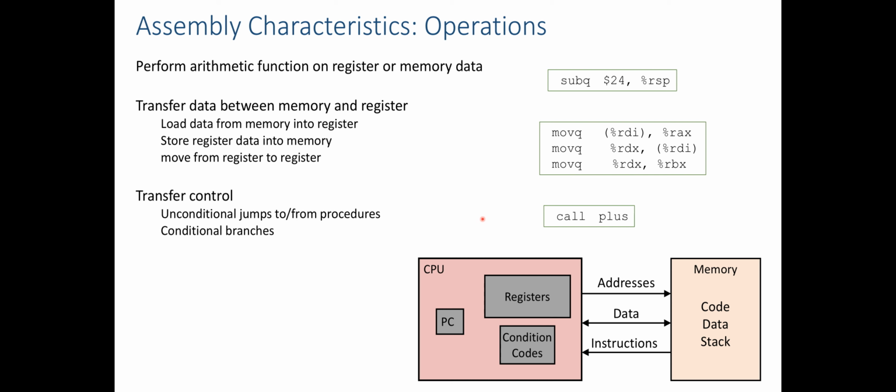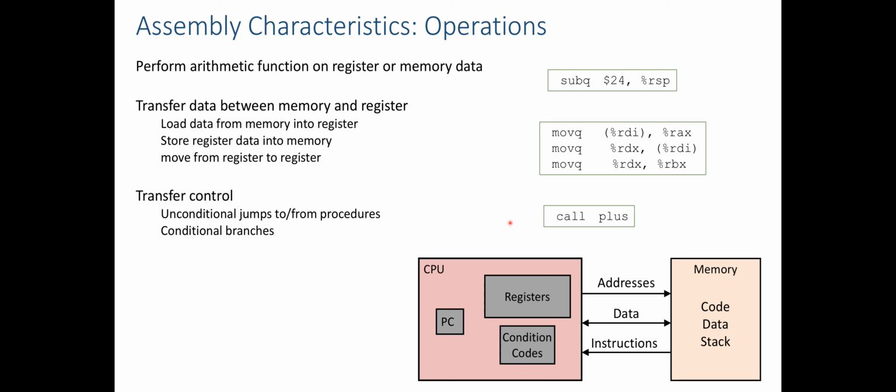Now, another thing that some of these instructions do is what we call transferring control. And the classic one of these is an operation called call. What this is saying is now go over to the code for a different function named plus and start running that code. And so this is how we go from one function to another at the assembly level.